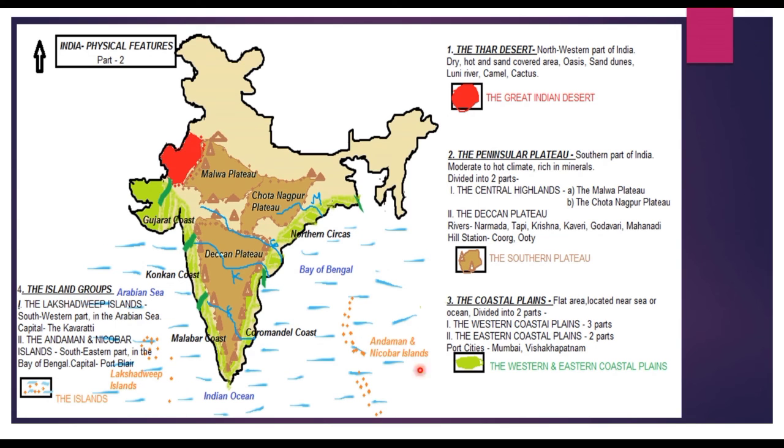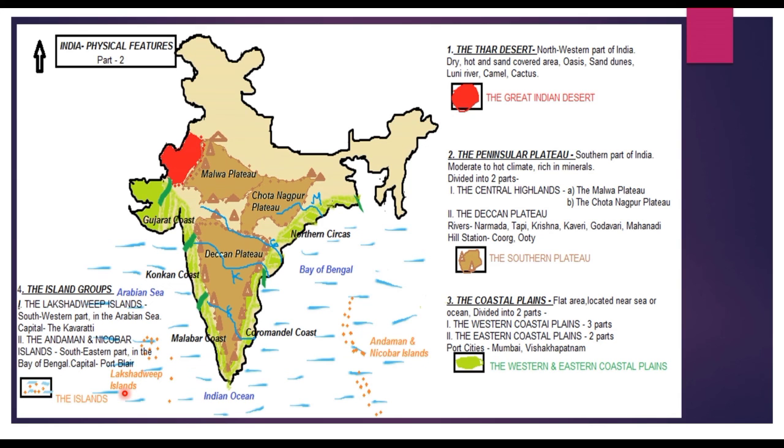The Andaman and Nicobar Islands lie in the Bay of Bengal to the southeastern side of India. The Andaman and Nicobar Islands are a union territory of India with Port Blair as the capital. Havelock Island and Car Nicobar are the important islands located here.